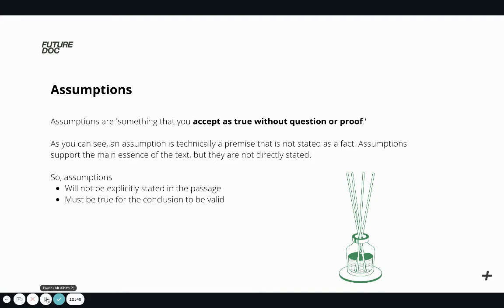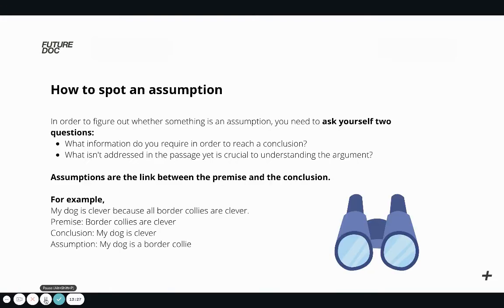So, an assumption will not be explicitly stated in the passage. For the conclusion to be valid, assumptions must be true. Sometimes it can be hard to identify assumptions, and some of you may be better at it than others because it may come naturally to you. Nevertheless, we will go over how to identify whether something is an assumption or not, so there's no need to worry. In order to figure out whether something is an assumption, you need to ask yourself 2 questions.